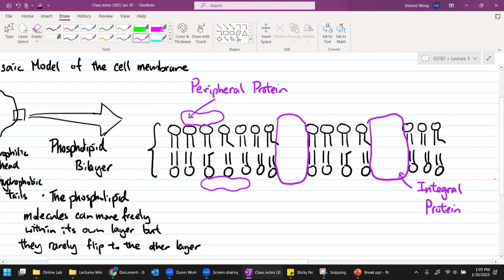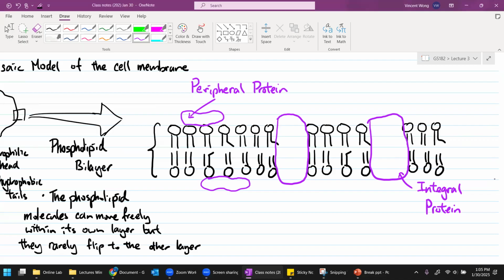Do you understand the difference? It's just going through or not. Think of this as a sandwich: things go all the way through or not. Peripheral means side, like your peripheral vision, your side vision. The peripheral protein just means it's attached on the outside or inside. It doesn't have to be on the edge necessarily. From one side it's connected, from another side it's not. If it's connected to the other side, then it would be an integral protein.